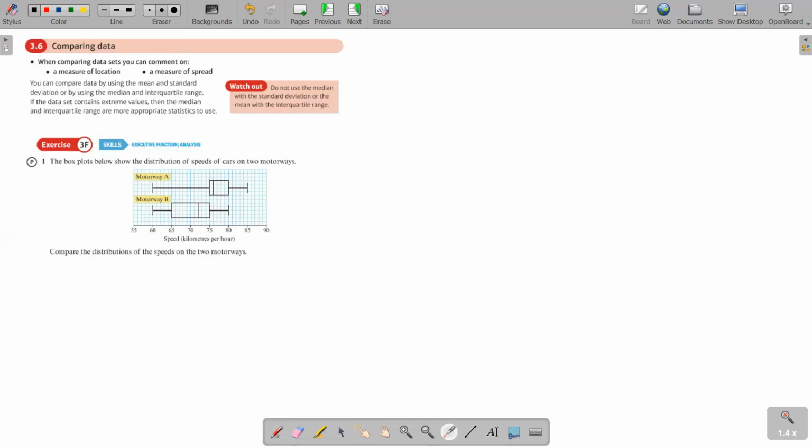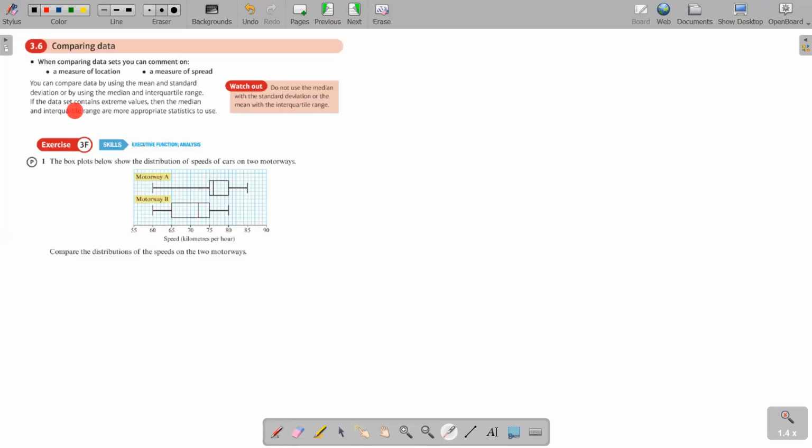Okay. So they say here, you can compare data by using mean and standard deviation, or by using the median and interquartile range. If the data set contains extreme values, then the median and interquartile range are more appropriate statistics to use. I hope you can see this. Mean is a measure of location, so if you use mean for location, for spread you can use standard deviation, or you can use median and interquartile range.